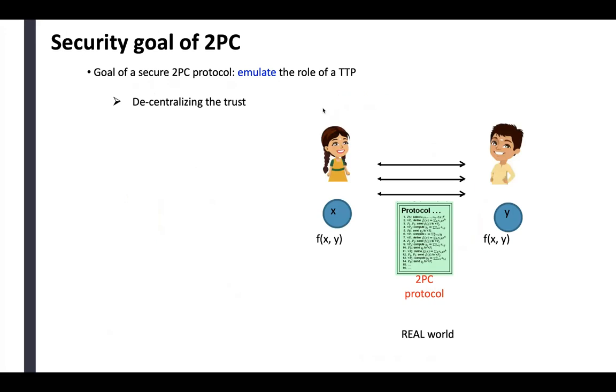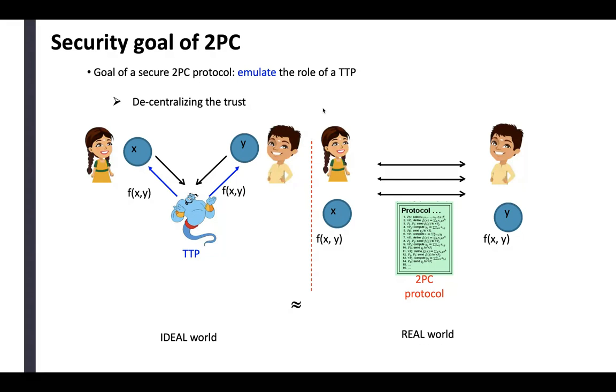So the goal of MPC, or in this case it's 2PC, is to design an interactive protocol which will be run between these two parties, and it will emulate the same impact that a TTP creates in the ideal world, in the ideal solution that I have given you. Okay, this is very informal, but in effect, what I want to say is that even in the world where we are running a protocol, this protocol is going to leak exactly the same information that a TTP-based solution would have leaked, right?